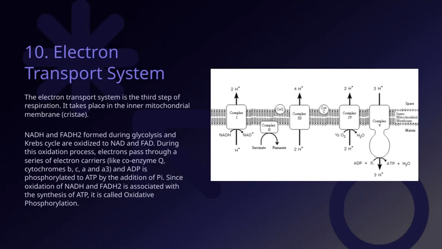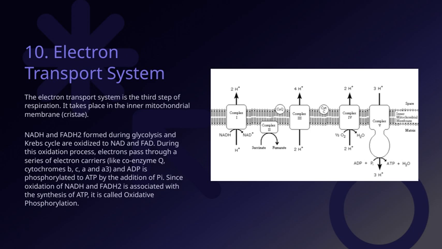Now, NADH and FADH2, which are produced during glycolysis and the Krebs cycle, are actually oxidized back to NAD and FAD. During this oxidation process, electrons are transferred through a series of electron carriers, such as coenzyme Q and the cytochromes b, c, and a3. As these electrons flow through the chain, they drive the phosphorylation of ADP to ATP by adding a phosphate group, Pi. This process is what we call oxidative phosphorylation, because it couples the oxidation of NADH and FADH2 with ATP synthesis.